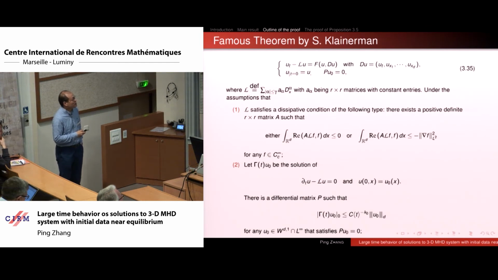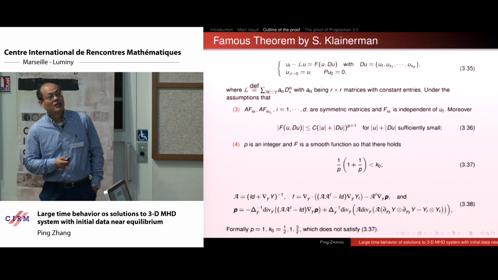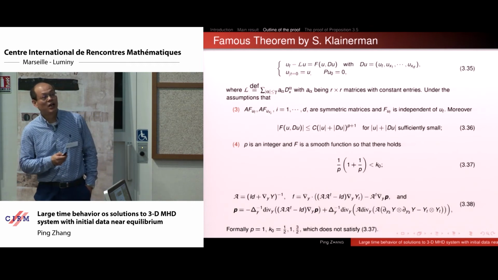So under the following assumptions, like L satisfies the dispersion condition of the following type, and also the linearized solution of this linear system decays according to the rate minus k0. And furthermore, if you assume the growth rate of this source term is like p plus 1 for this modulus of u plus modulus of Du to be sufficiently small, when this p and the decay rate of the linearized solution satisfy the following condition, Klainerman can prove the general theorem concerning the existence and also the decay rate of solutions of this type.